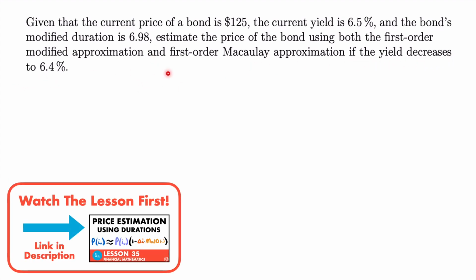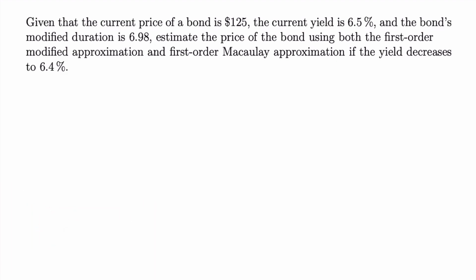Okay, so in this problem, we are going to need to use both approximation methods for estimating a new price for a set of cash flows. We need to use both the first order modified approximation and the first order Macaulay approximation. Remember that those are two different approximation methods and they will not give you the same answer, so it's important to remember the differences between the two methods. And so let's start with that.